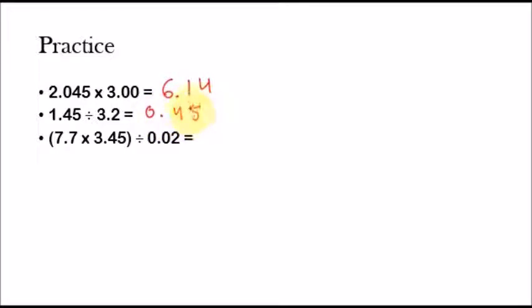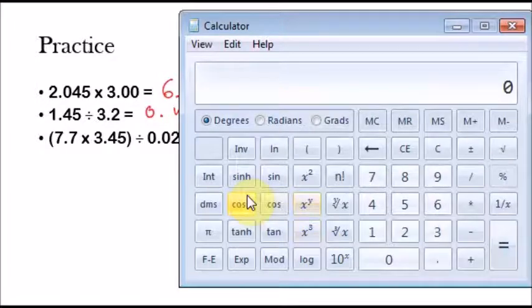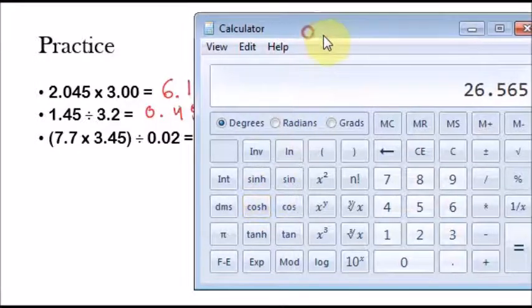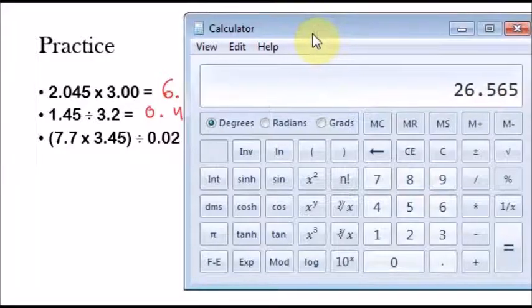Okay, here, so this is where this is important, okay? When you have more than one number, you need to put everything into a calculator first and round at the very end. Okay, so here we do 7.7 times 3.45, and then divide that by 0.02. So you wouldn't do just this and then use significant digits and then do this part and then use significant digits again. You do all the calculations in your calculator first, and then you look at significant digits.